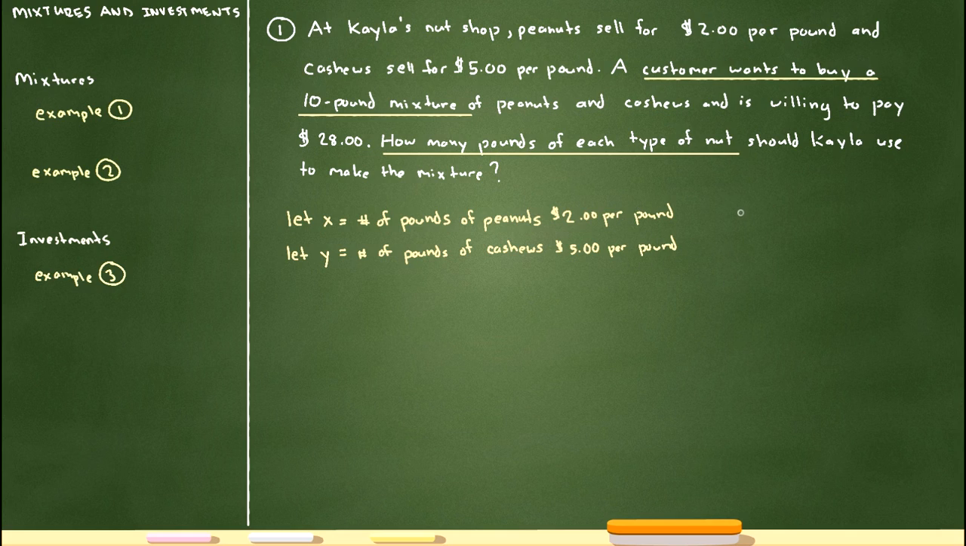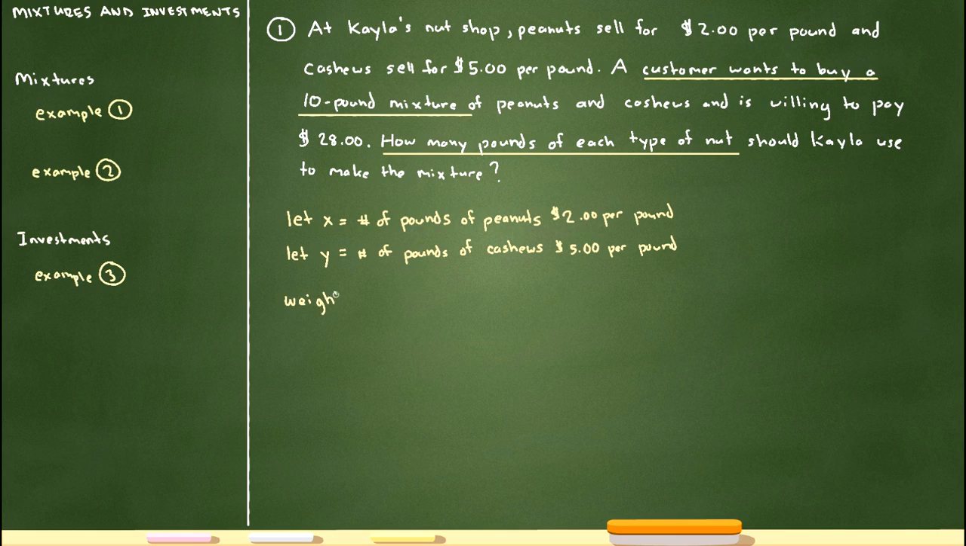Now, if a customer wants to buy a 10-pound mixture, then that means he could buy a certain amount of peanuts and a certain amount of cashews. Whatever he buys, since he's buying pounds of peanuts and pounds of cashews, this weight has to add up to 10 pounds. So we could write down something.